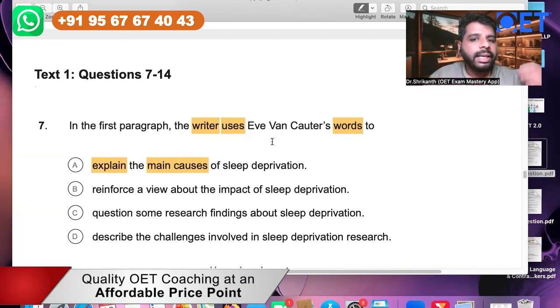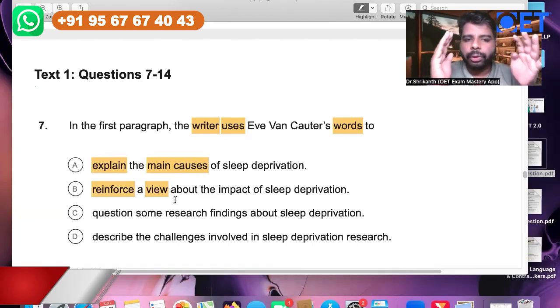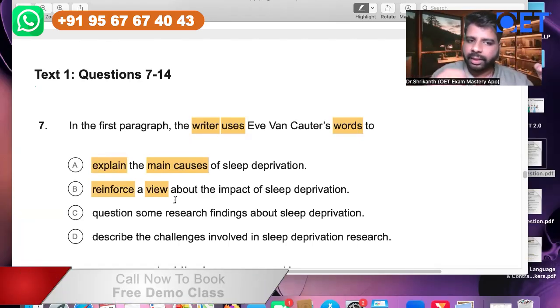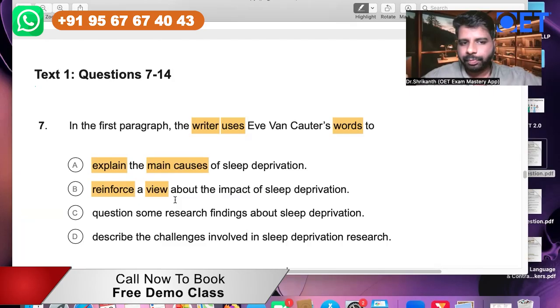Answer option B: he is using E. Von Cotter's words to reinforce a view, meaning a point of view. So he has his own perception, his own point of view, and he's reinforcing it. That means he is strengthening his viewpoint about the impact of sleep deprivation. Impact basically means what?